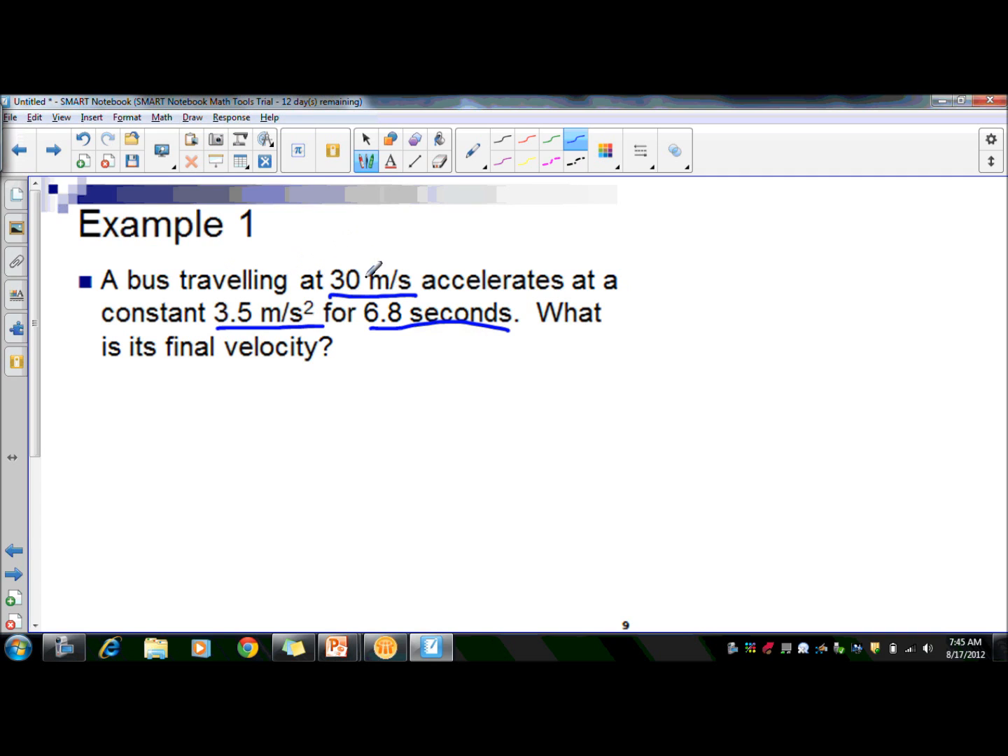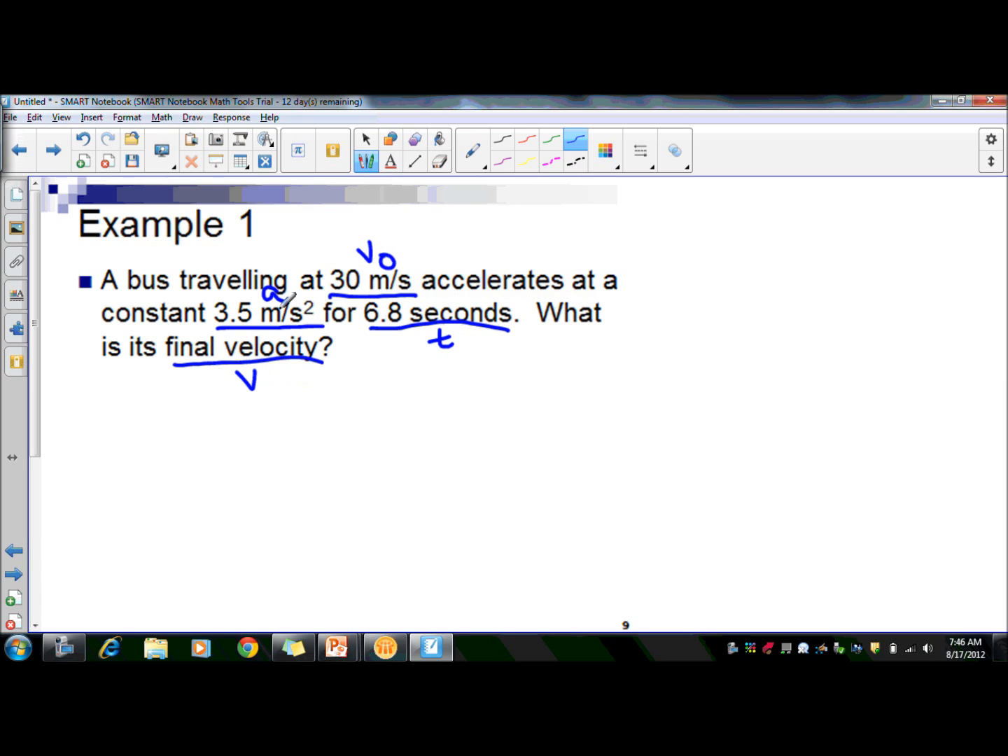So it says a bus traveling at 30 meters per second accelerates. So that means it was initially going 30 and then it decided to speed up. So this is going to be our initial velocity. It accelerates at a constant 3.5 meters per second squared. So notice 2 time components. It also says it accelerates at this rate. So this is our acceleration, our A. And then 6.8 seconds is, of course, our T. We're looking for what is its final velocity. So that's just going to be V.